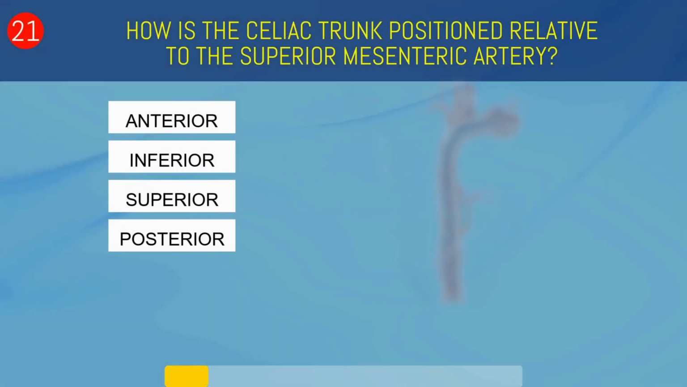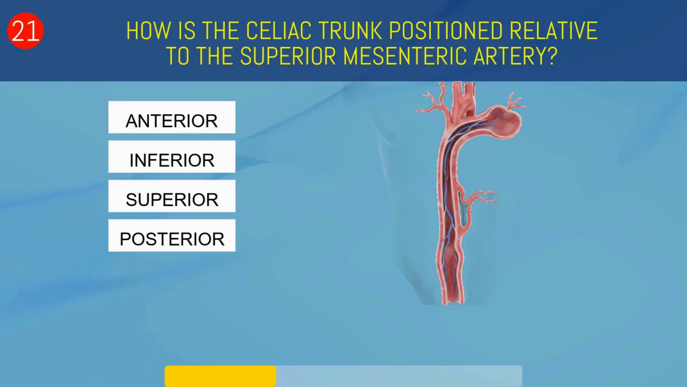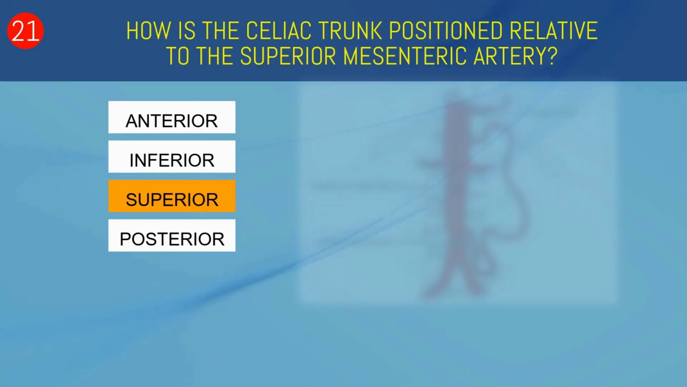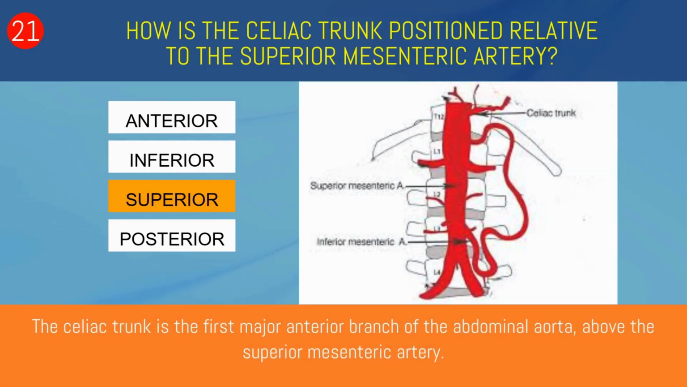How is the celiac trunk positioned relative to the superior mesenteric artery? Anterior, inferior, superior, or posterior? Superior. The celiac trunk is the first major anterior branch of the abdominal aorta above the superior mesenteric artery.